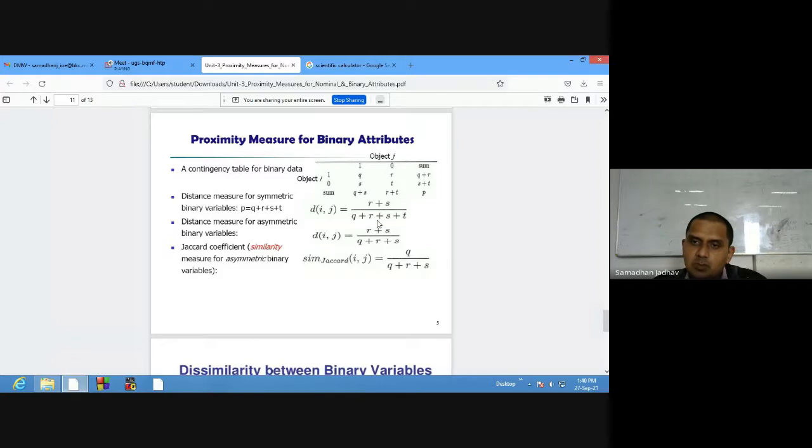R plus S divided by Q plus R plus S plus T. T is what? For both objects, we have value 0, 0, right? So if the attributes are asymmetric, we ignore T. This last T in the denominator is ignored. Why do we ignore this? Because if for both objects the attribute values are 0, 0, that means it is not important, right? So we ignore T in case the attributes are asymmetric, and in case of symmetric attributes we keep T also, right? So these are the formulas.